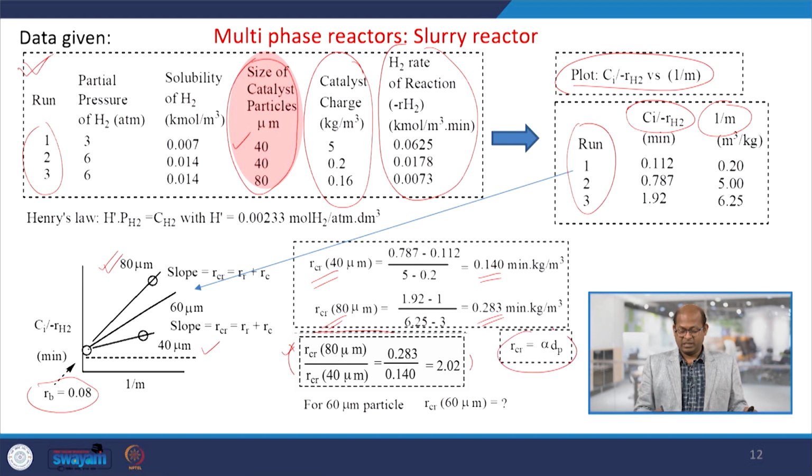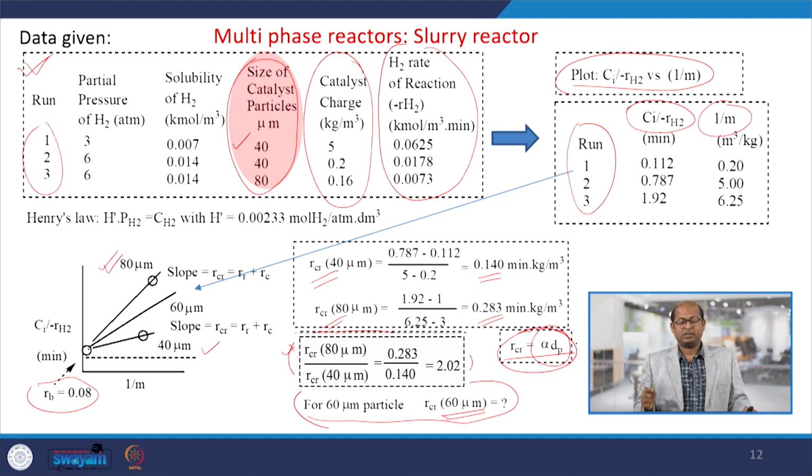It says that RCr, the resistance due to internal diffusion, external diffusion and reaction, is directly proportional to the diameter of the particles. Up to this we have done. Now for 60 micron particles, the RCr slope: for 80 and 40 micron particles we have developed it, but for 60 micron particles we do not know. So we have to find out how to calculate RCr for 60 micron particles.